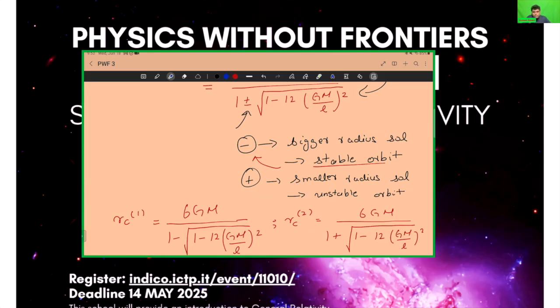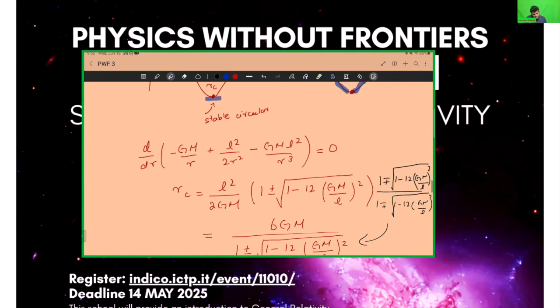If we can't have a circular orbit at less than 6GM, can we have other kinds of orbits? Yes. I mean, you can have an orbit that goes like this.